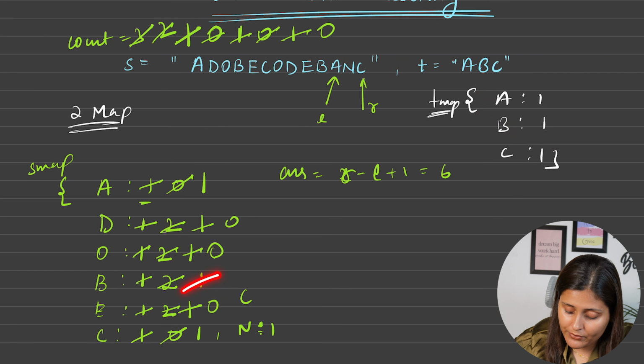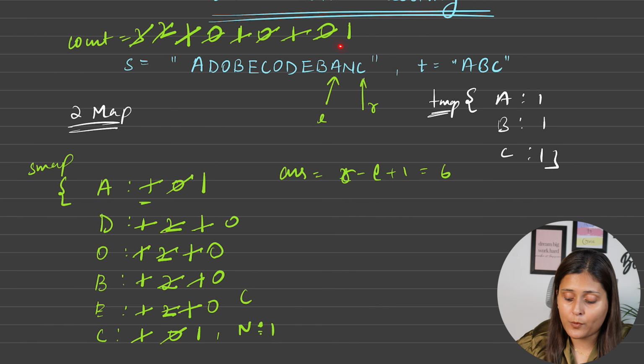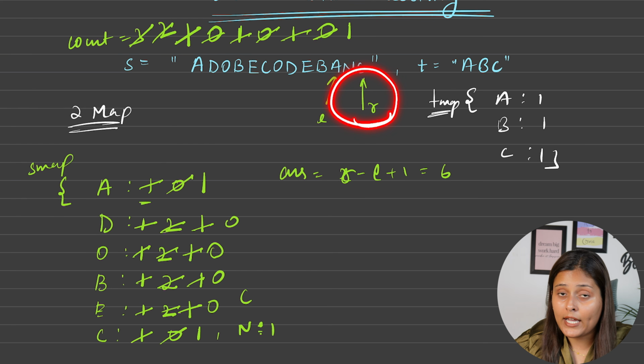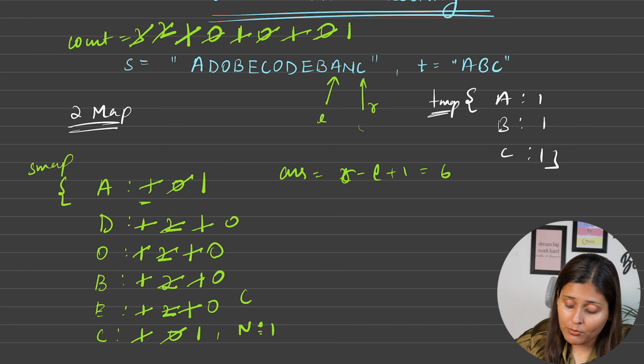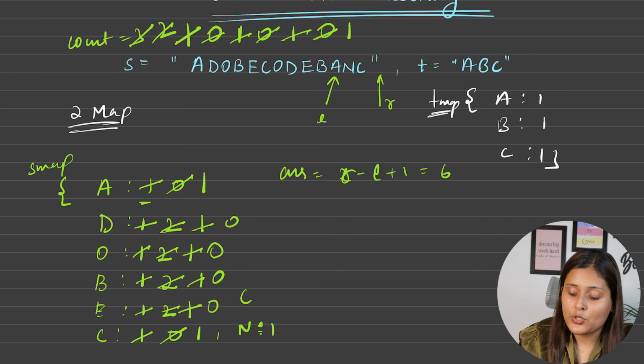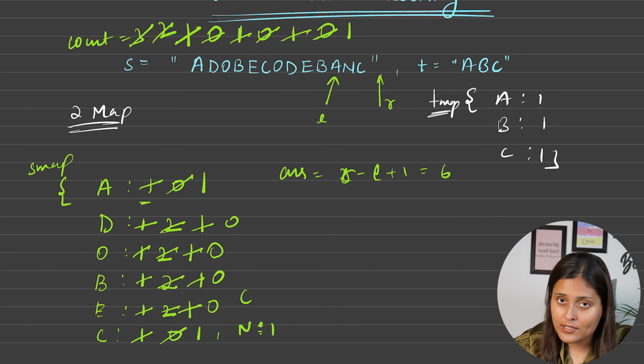So we will reduce the frequency of B to 0, we will increment the count. Now because the count is positive, it means the substring is not valid, and whenever the substring is not valid, we move our R pointer ahead. In this case, when we move our R pointer ahead, we will come out of the for loop. So in just O of n we did this, by using these two maps.